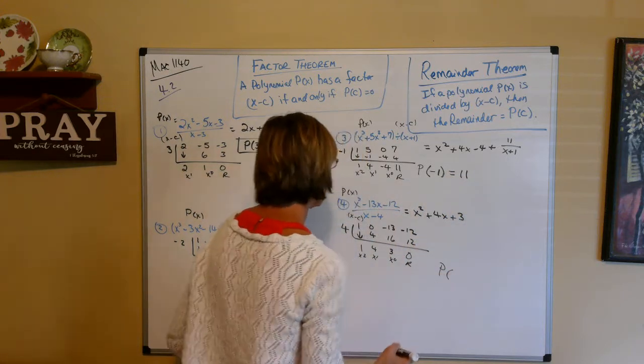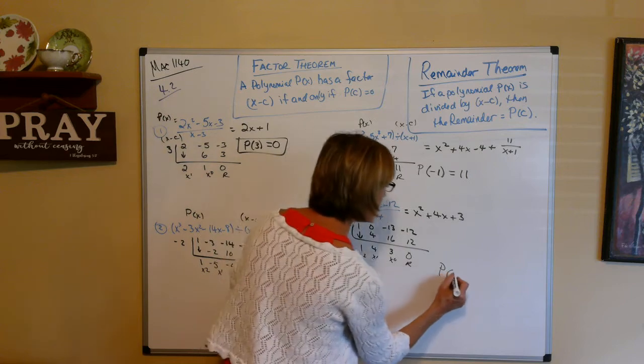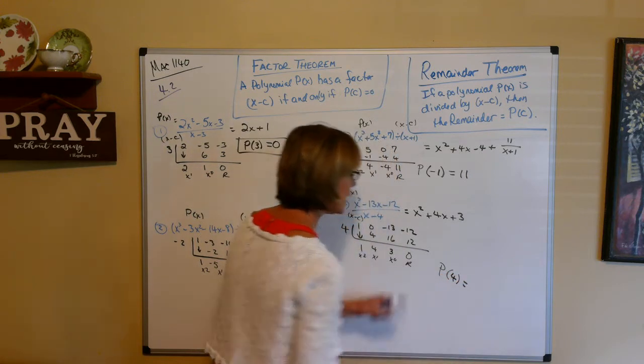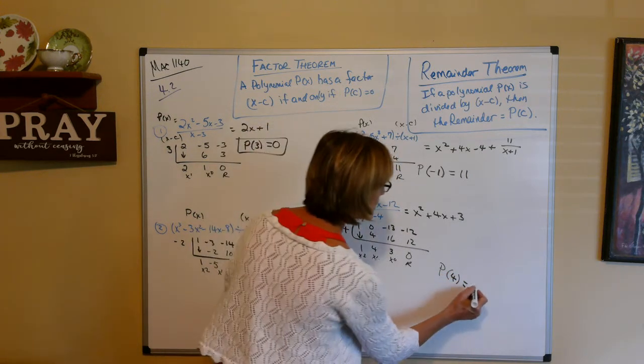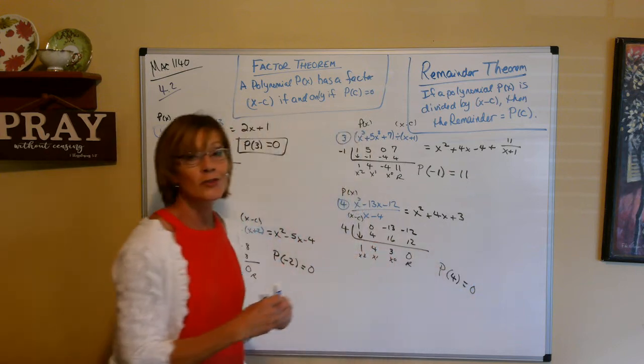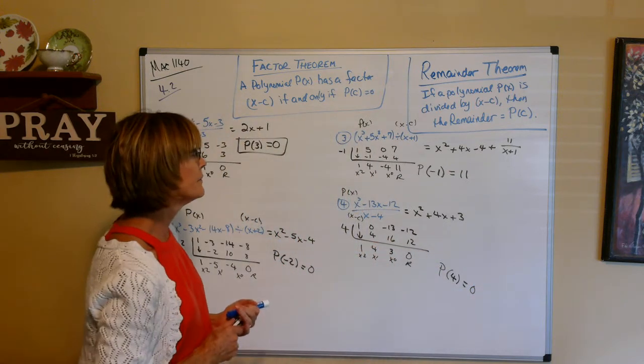P of 4 is equal to whatever we got for the remainder, which is 0. That is the remainder theorem. That's how you apply it.